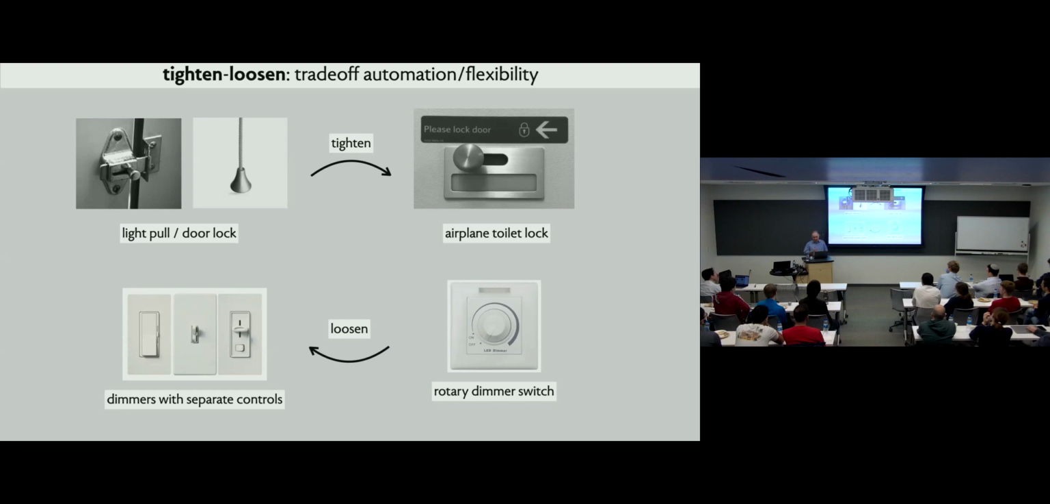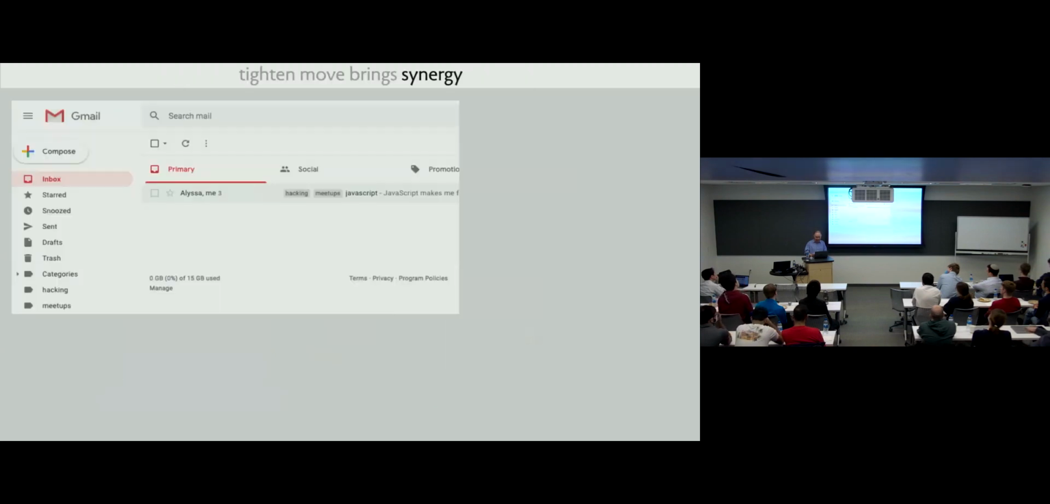So what I want to do is just illustrate for you how interesting I think tightening can be in the context of software design. And what interests me in particular is how it brings something that I call synergy, where one concept really begins to play a useful role for another one.